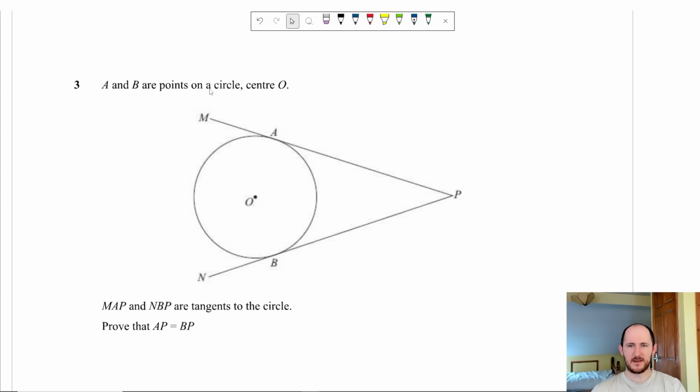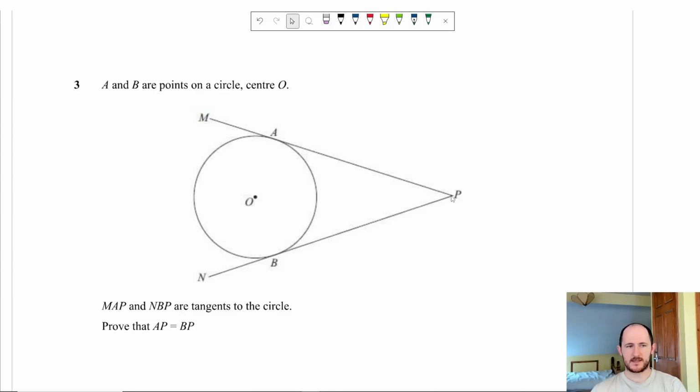So here we have A and B are points on a circle centre O. MAP and NBP are tangents to the circle. Prove that AP equals BP. So these two lines are the same. This is actually technically proving a circle theorem, because remember there's a circle theorem that says tangents from the same point are always equal in length, but whatever, right?